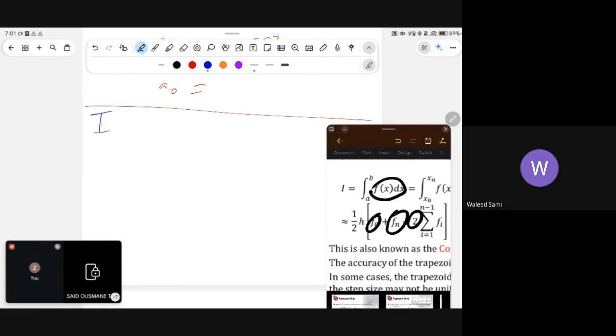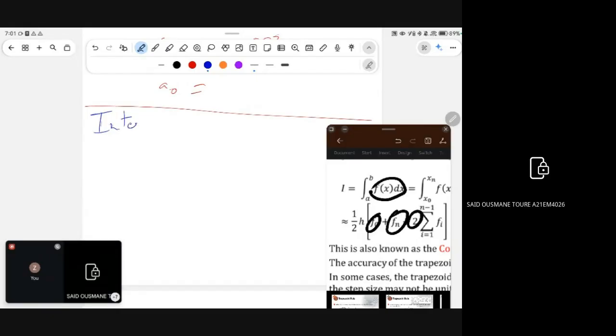Okay. So for integration here, now we finish with question 1. Now it's question B, with A finished. Now B. Integration. You have 1 trapezoidal.